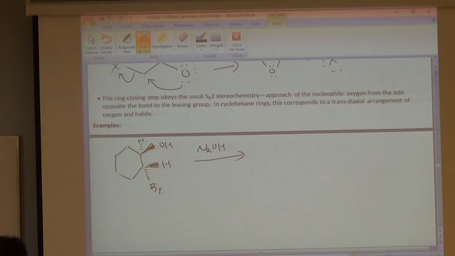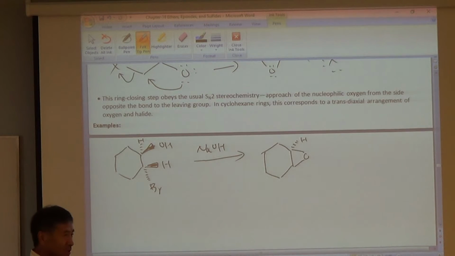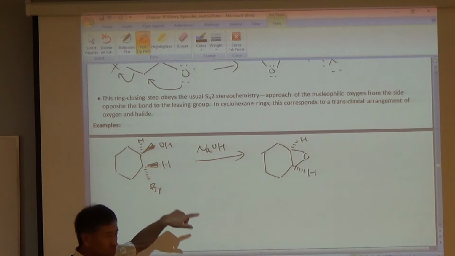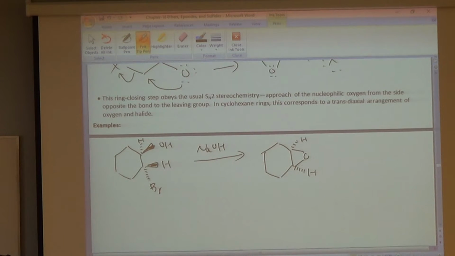Okay? So if you see the structure, it looks like this. You will have this epoxide, and you still have the H below the ring. Now the Br is not here anymore. The Br is gone. And so then this H, that was on the top, is also now behind.